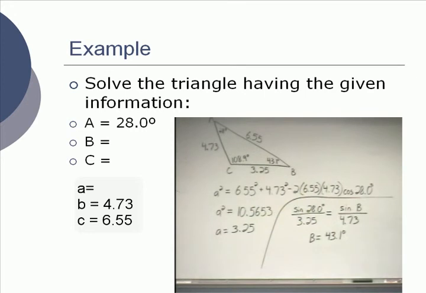Okay, and we're done. We've exhausted all the cases of triangles now. There's nothing that can arise that we haven't dealt with.